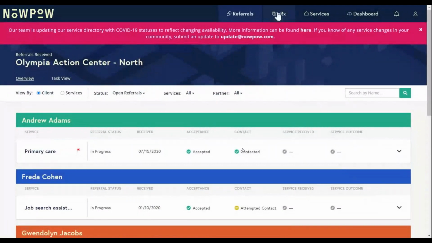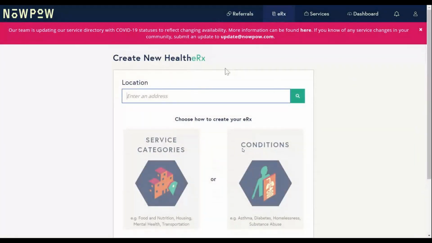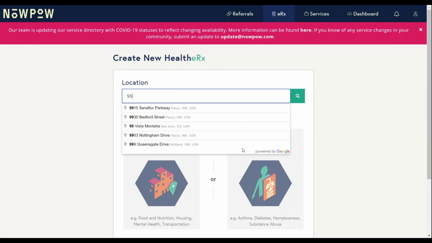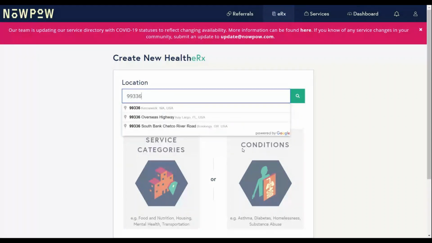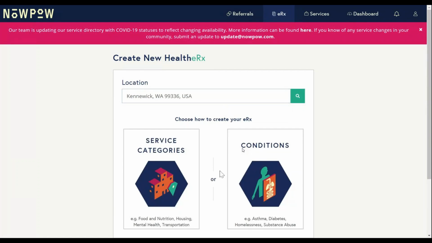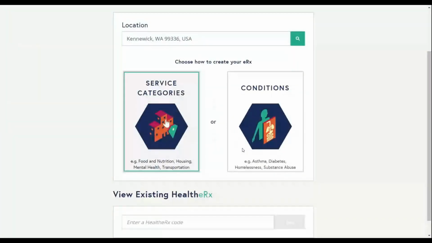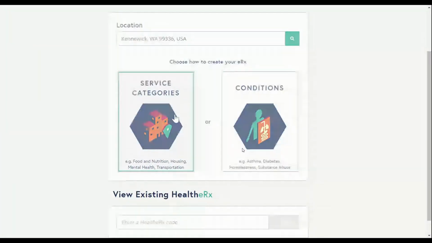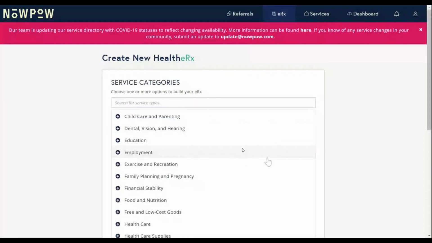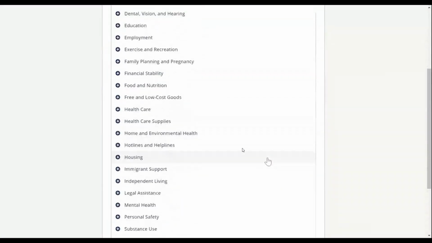And then here, when you are in the electronic prescription tab, this is where you are able to set up an electronic prescription for the patient. You can put in the patient zip code, and these two will populate. You'll have service categories and conditions. Under service categories, these are all of our different categories where you can find different services.